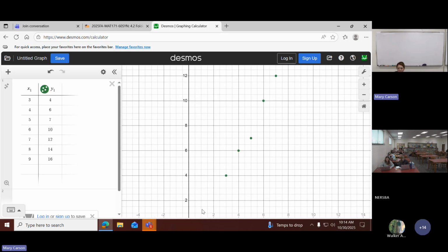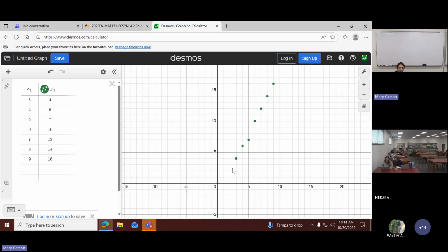Here it is. Okay. I can zoom out a little bit. There it is. Now it looks to be linear, right? Our scatter plot looks to be linear. And normally, does anybody know?